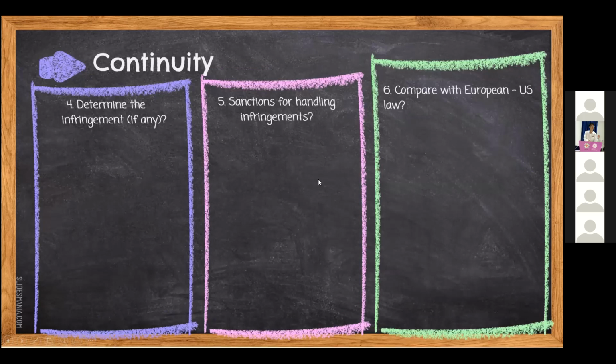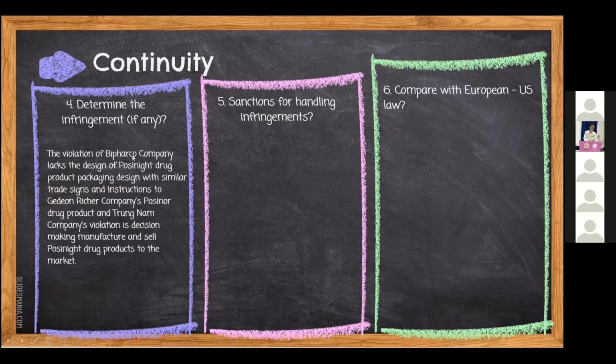Continuing exercise 2. 4. Examine the infringement, if any. The violation of Bifaco company is designing the product packaging with a similar trade design and instruction to Gideon Richter company's product. And Trung Nam company's violation is deciding to manufacture and sell the product to the market.